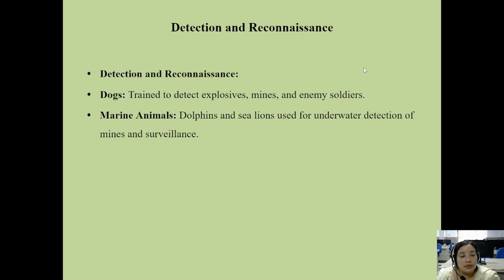Then come to detection and reconnaissance. Dogs are very much trained to detect explosive mines and enemy soldiers. They have the qualities of detection and reconnaissance. Marine animals, dolphins and sea lions, are used for underwater detection of mines and surveillance. These marine animals have these qualities of detection and reconnaissance.